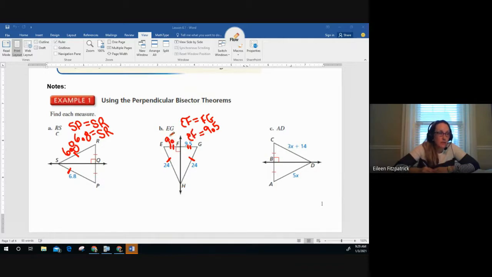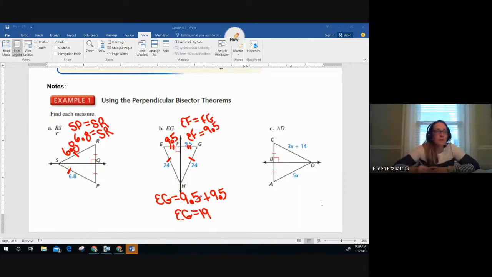But let's look at what the question's asking us. They're asking for the length of EG, the whole thing. So to find EG, you're just going to take 9.5 and multiply by 2, or 9.5 plus 9.5, which will give you 19.